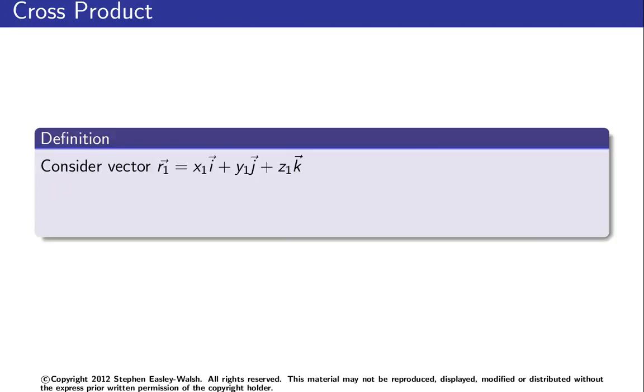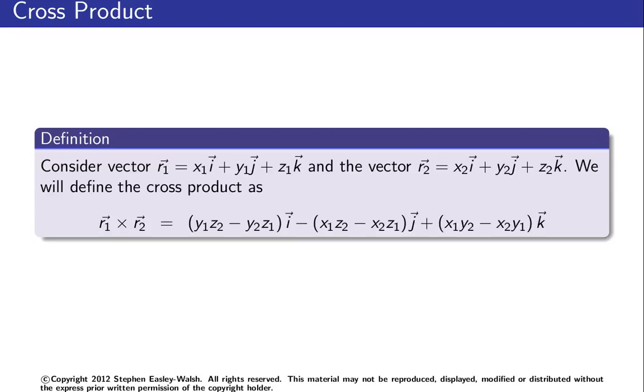So the cross product, what is the cross product? Well, if you recall from the last lesson, we talked about the dot product, which takes two vectors and gives you back a scalar. Now we're going to look at the cross product, which again takes two vectors, x1, y1, z1, ijk, and x2, y2, z2, ijk, and it gives you back a vector according to the following rule. R1 cross R2 equals (y1 z2 minus y2 z1) i minus (x1 z2 minus x2 z1) j plus (x1 y2 minus x2 y1) k.